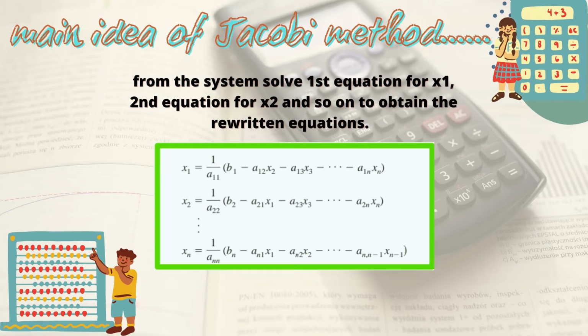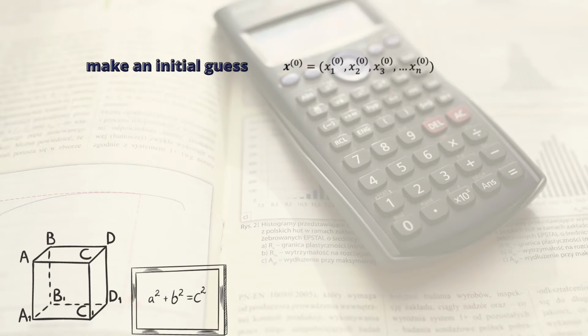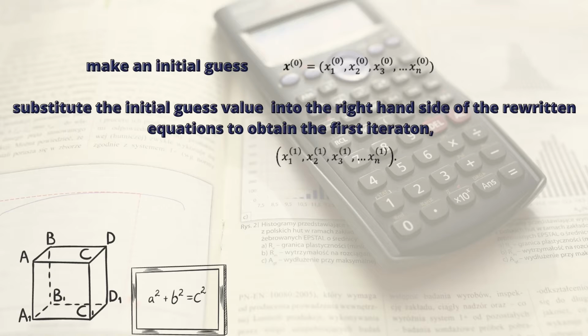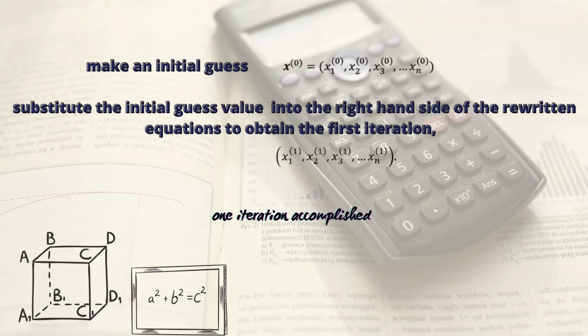Now let's look at the main idea of the Jacobi iteration. Firstly, from the system we solve the first equation for x1, the second equation for x2, and so on to obtain the rewritten equations as follows. And then we make an initial guess if it is not given in the question. After that, we substitute the initial guess value into the right hand side of the rewritten equations to get the first iteration. Therefore, one iteration is completed.